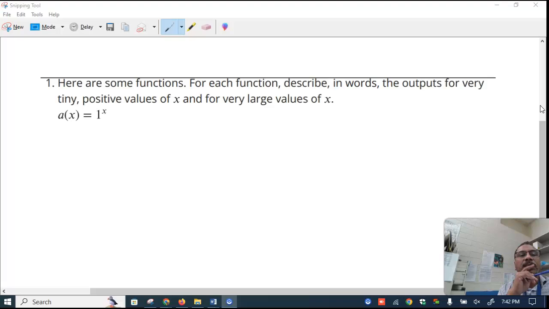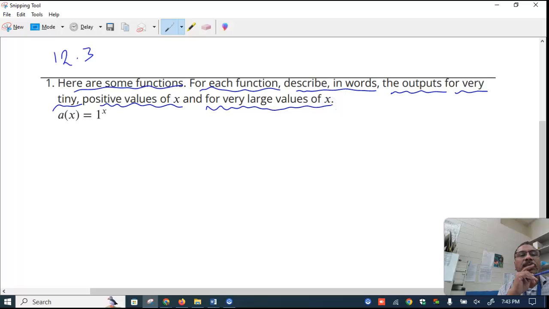Okay, hello students. I would like to continue this. We are on 12.3. So 12.3, here are some functions. For each function, describe in words the outputs for every tiny positive value of x and for a very large value of x. Now, the first one is given. I already used the snipping tool. That means your b raised to the power 1 over x.